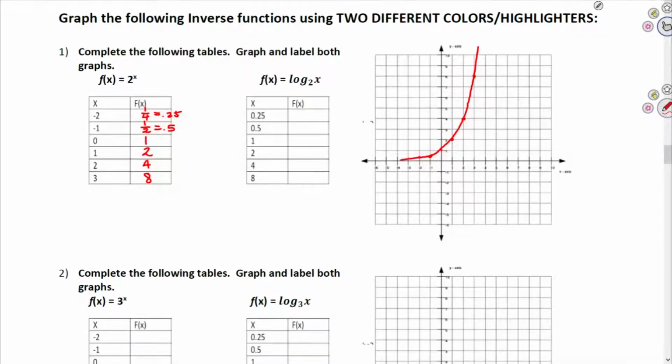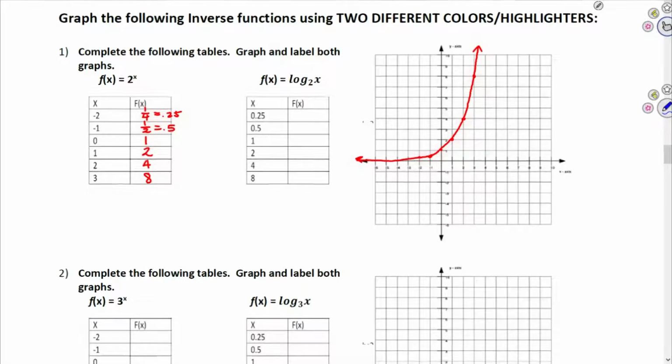Now, we've talked before about it being an asymptote. It gets super, super, super close to the x-axis, but never actually reaches the x-axis. And so the negative x-axis is an asymptote. Okay, that's the graph of 2 to the x. We've seen that before. Okay, the new piece for us is this log base 2 of x.